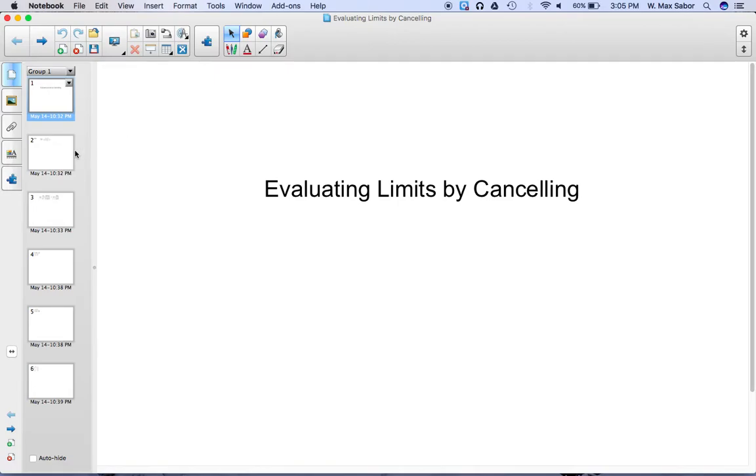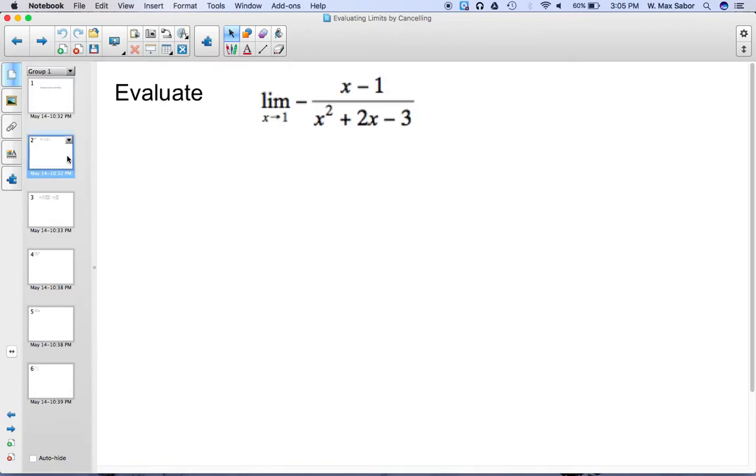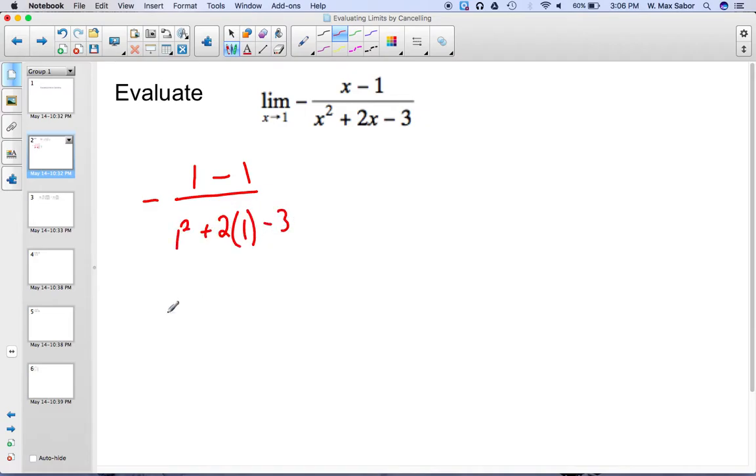Evaluating limits by canceling. If we wanted to evaluate this with our old method, we would have just substituted in 1. But when we substitute in 1, we get 1 minus 1 over 1 squared plus 2 times 1 minus 3, which is negative 0 over 1 plus 2 is 3, minus 3 is 0. So this doesn't give us an answer. It doesn't tell us whether it's undefined or 0 or 1.